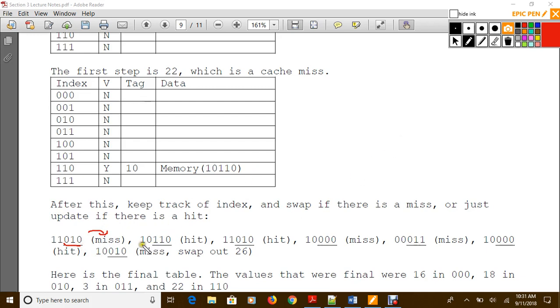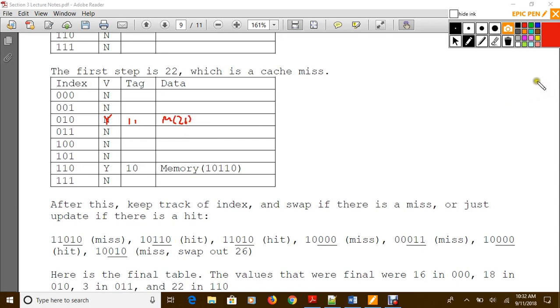So then 10110 is a hit. What did I say hit there? Oh no, so the next step. So okay, so this was 22, right? And so 26 is 010, so this gets changed to yes. That becomes 11 and then memory 26, right?